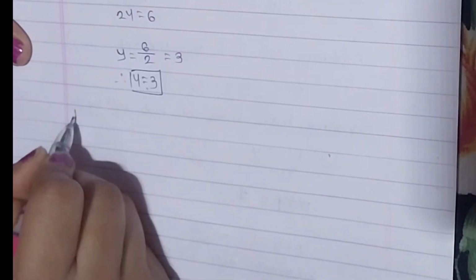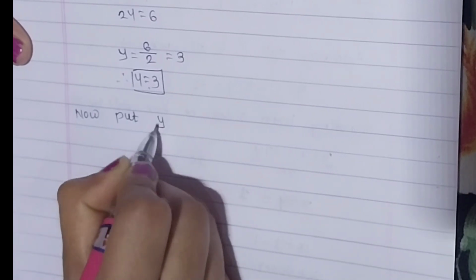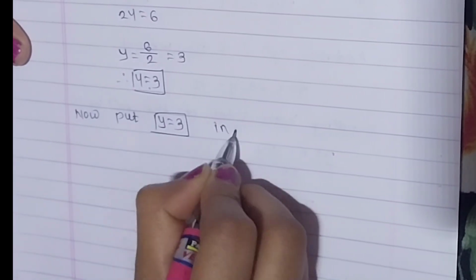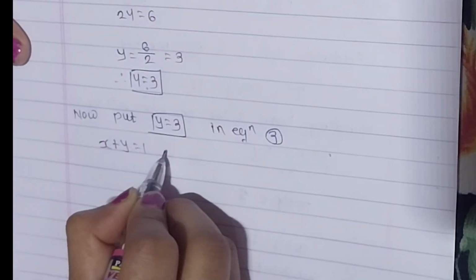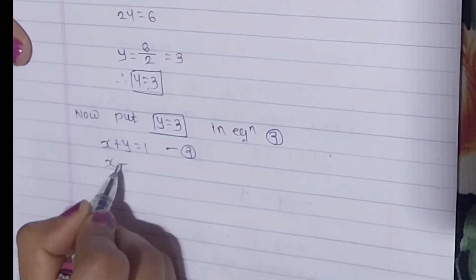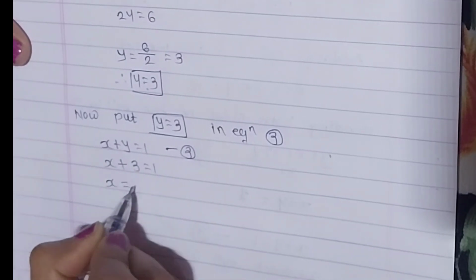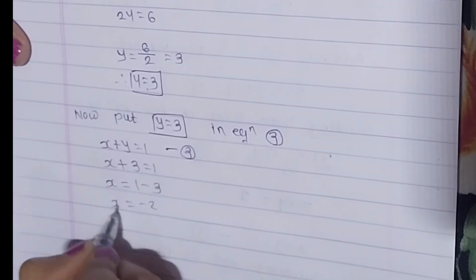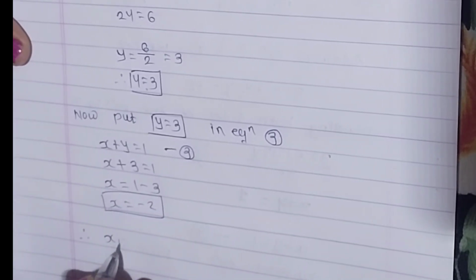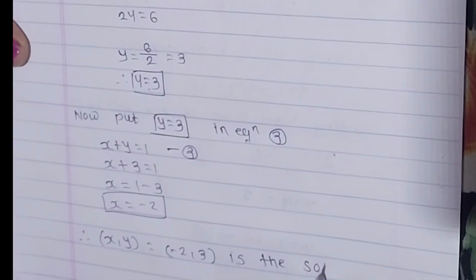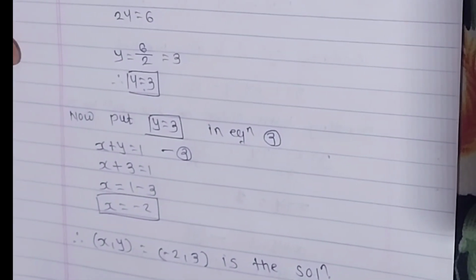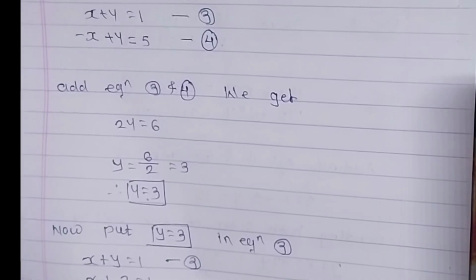Now put the value of y is equal to 3 in equation 3, so we get the value of x. So x plus y is equal to 1 is equation 3. Now put y equal to 3. By solving we get x is equal to minus 2. So the solution is (x, y) is equal to (minus 2, 3) for the given equations.